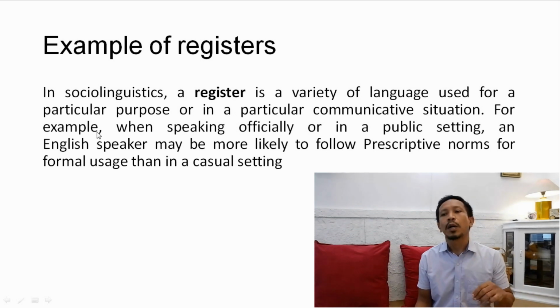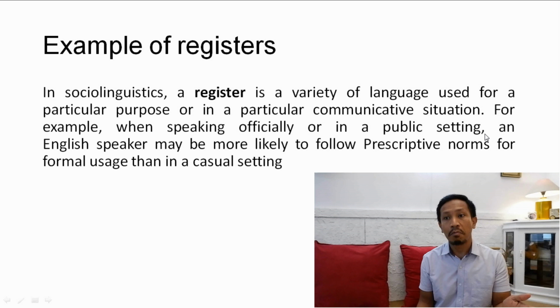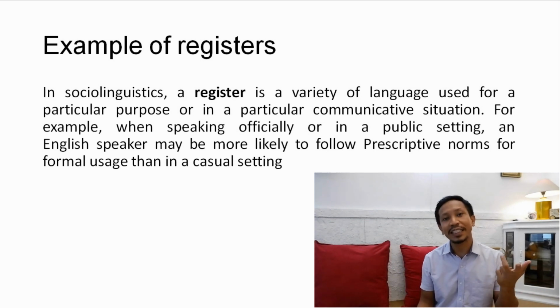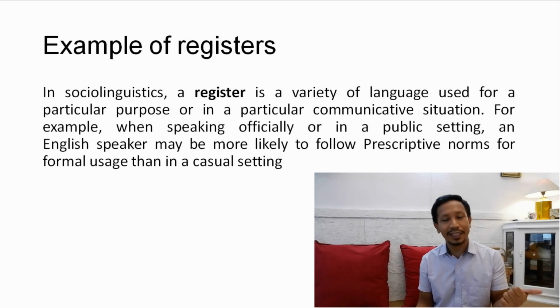For example, when speaking officially in a public setting, or maybe in a very formal place, an English speaker may be more likely to follow prescriptive norms for formal usage than in a casual setting. For example, by pronouncing words ending in "ing" with a velar nasal instead of an alveolar nasal. See this example. Working, not workin'. Okay. What else? Hoping, not hopin'. So going, not goin', and so on. You can think of your own examples.